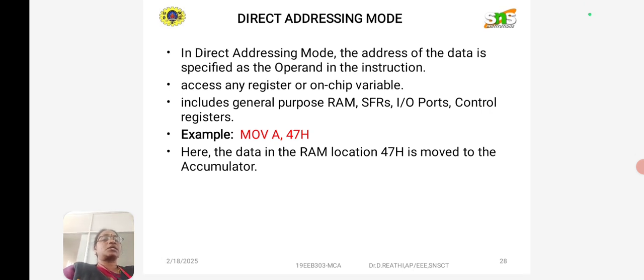In direct addressing mode, the address of the data is specified as the operand in the instruction. It can access any register or on-chip variable, including general purpose RAM, SFRs, IO ports, and control registers, through direct addressing. An example of direct addressing is MOV A, 47, which means the RAM location 47 is moved to the accumulator.